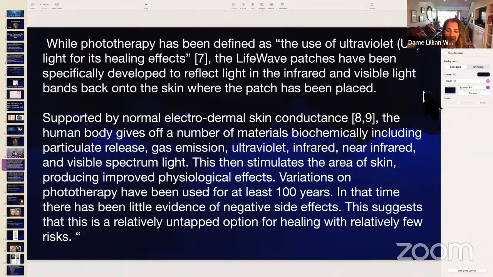So supported by normal electrodermal skin conductance, the human body gives off a number of materials. This is very important. Biochemically, including particulate release, gas emission, ultraviolet, infrared, near infrared, and the visible spectrum of light. This then stimulates that area of the skin, producing improved physiological effects. So variations on phototherapy have been used for at least 100 years, and in that time, there's been little evidence of negative side effects. This suggests that this is a relatively untapped option for healing with relatively few risks.